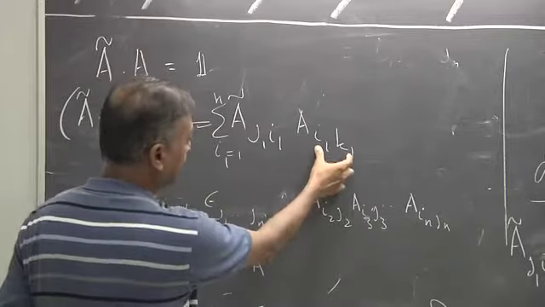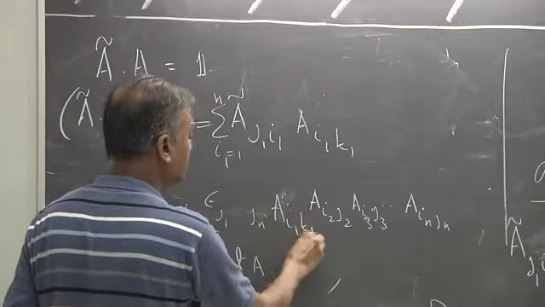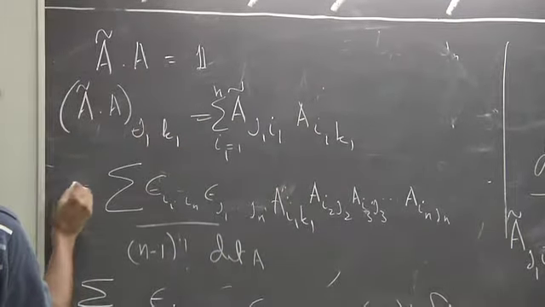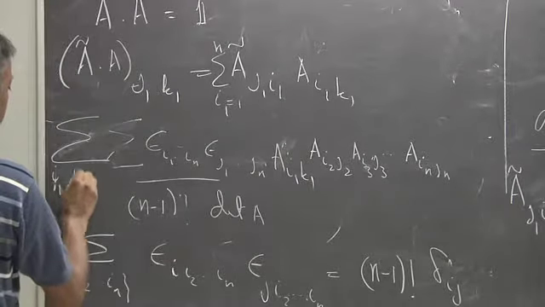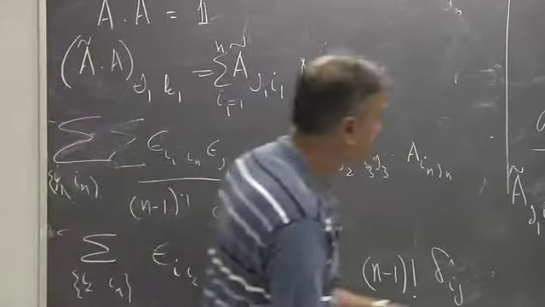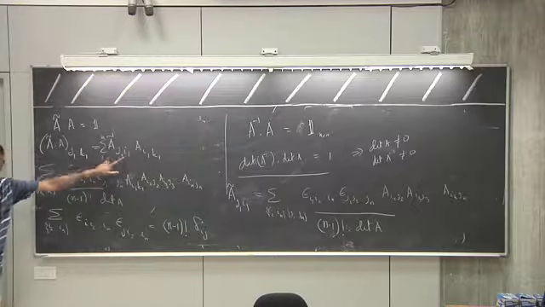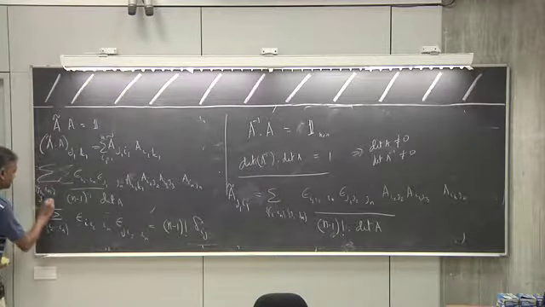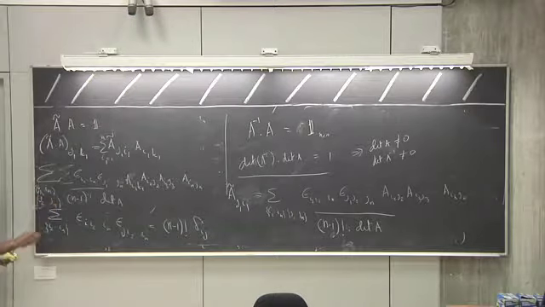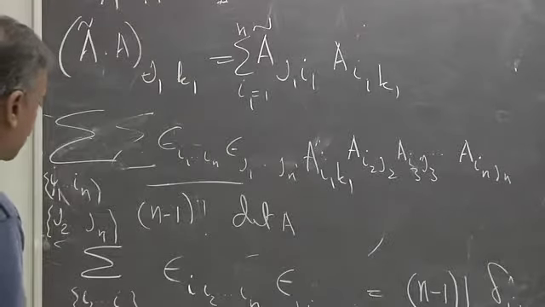Now I have to multiply that by A i1 k1. So now I have to sum over i1 also. Sum over all the i indices, i1 up to iN, because i2 up to iN was summed over here already. But the sum over j is only from j2 to jn, not j1. J1 is a free index, and similarly, k1 is a free index. Okay. So this is what it is.